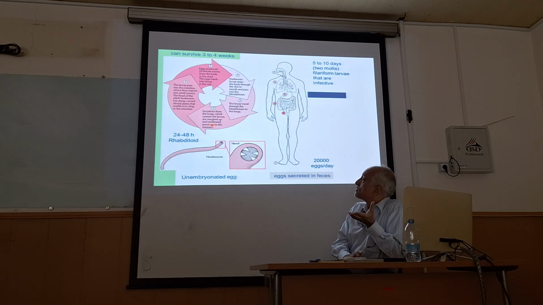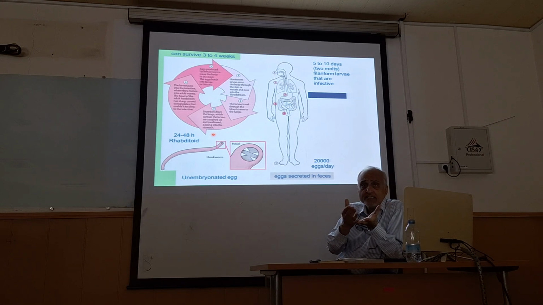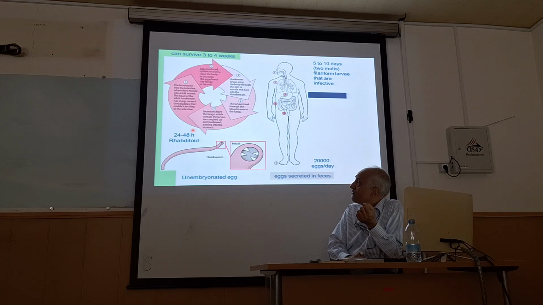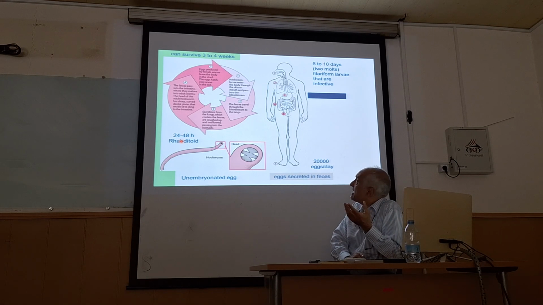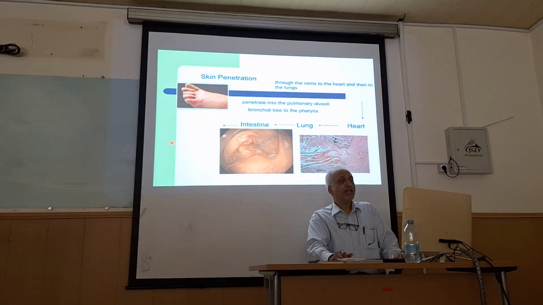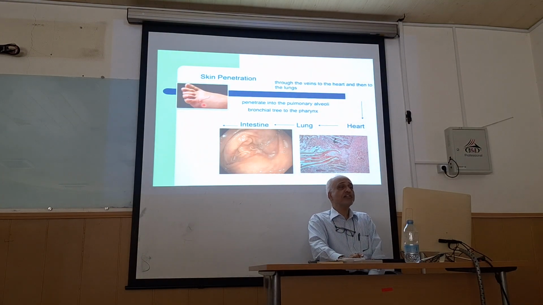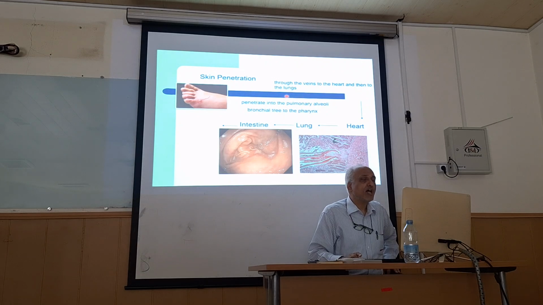So it is very important to know that all these stages happen inside the body of humans. Changing the rhabditoid form of larvae to filariform takes nearly, I think, 2-3 days. This is skin penetration, through the veins to the heart and then to the lung.